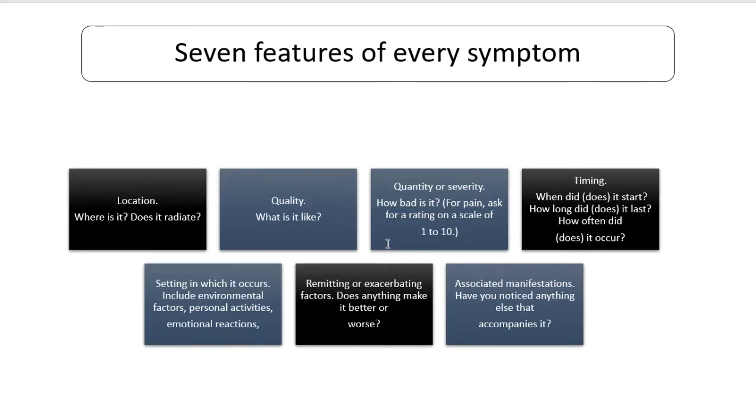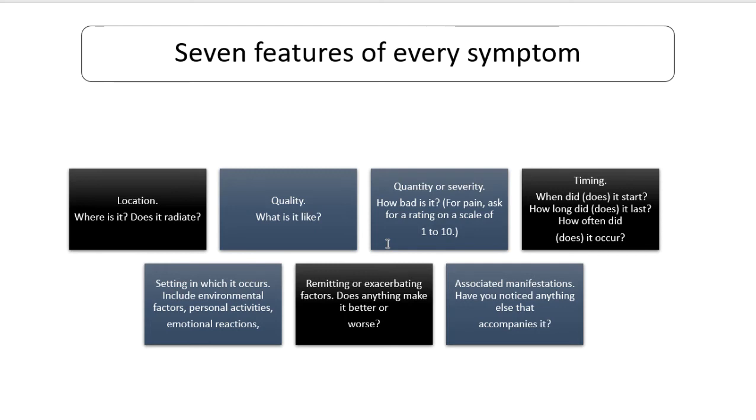Good. Now I told you, when you're doing symptom analysis, there are 7 features of every symptom, right? So you have to ask about the location. If somebody is saying pain, you have to ask where is it? Does it radiate? For example, if somebody is coming with chest pain, you have to ask, can you show me where the pain is coming from? He might say retrosternal chest pain, radiating to the arm, the left arm, right? So likewise, you can have an idea.